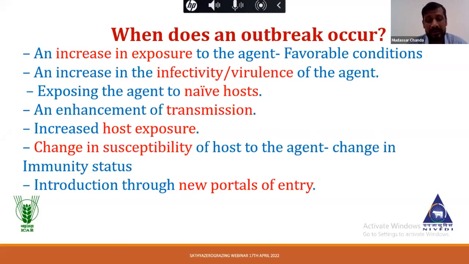And there may be some efficient way of transmission. Maybe it is some water source which is causing the outbreaks. We have to look into that. And whether there is an increase in the host density, thereby leading to increased host exposure to that agent. And there may be some change in susceptibility of the host. One example is change in immunity status. That is one example for FMD, where the vaccination gives immunity for maybe 4 months, and then the outbreaks will happen.